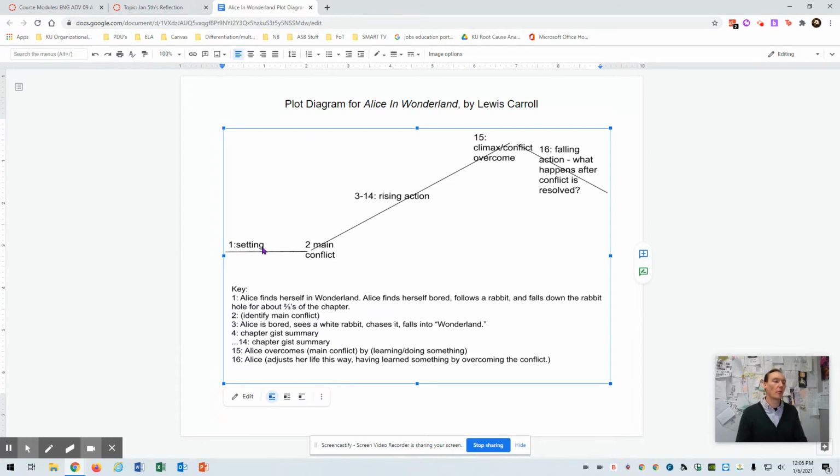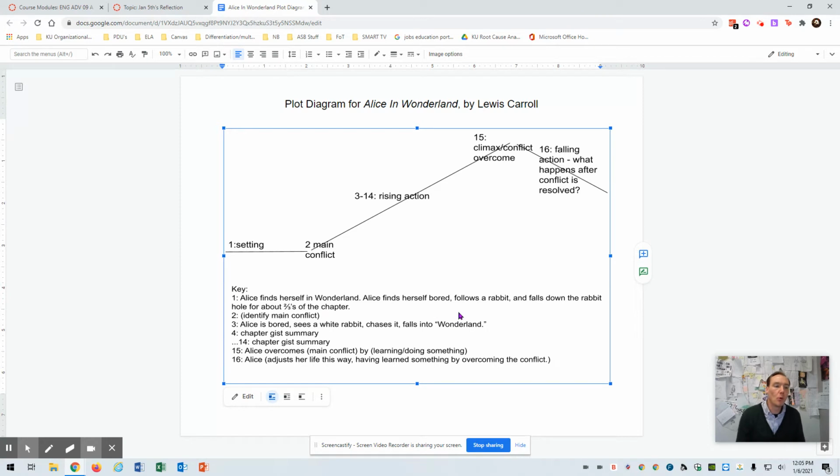I put in the numbers here, 1, 2, 3 through 14, because there are 12 chapters, right? So if this is 1 and this is 2, then these are the 12 chapters, the rising action. And then 15 and 16 will start here, and you just write that into the key right here. So number 1, instead of saying first, I hope that this coordinates better. Our key, number 1, setting: Alice finds herself in Wonderland.